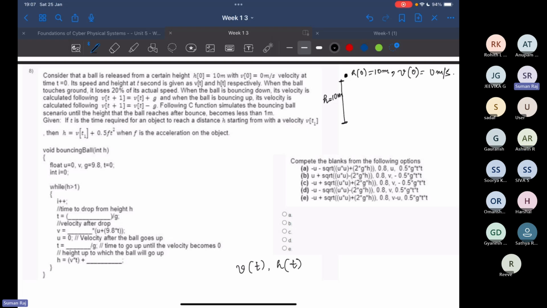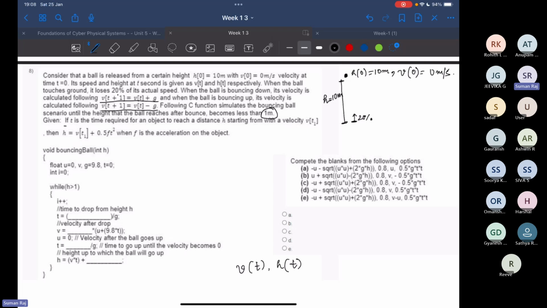Okay, so when the ball touches the ground, it loses 20% of its actual speed. So once it comes over here, the velocity with which it goes back is 20% of the velocity by which it hit the ground. Okay, so when the ball is bouncing down, its velocity is calculated using this. And when the ball is bouncing up, its velocity is calculated using this. All right. So there is this following C function that is simulating the bouncing ball scenario until the height that the ball reaches after the bounce becomes less than 1 meter. So there will be multiple bouncing, right? And at some point it is going to become less than 1 meter.